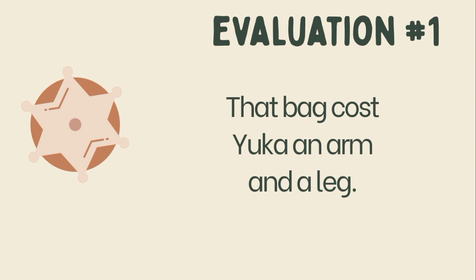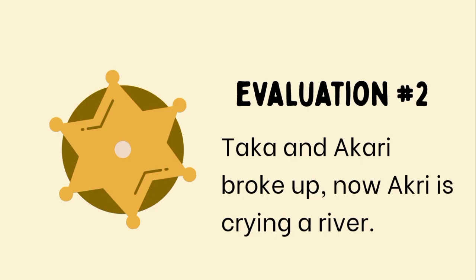Now let's move on to our evaluation number 2. Taka and Akari broke up. Now Akari is crying a river. Crying a river. I know everyone has seen a river, right? When we say river, it's where natural water just falls unstoppable. But in the sentence, it does not literally mean that Akari has a lot of tears which look like a river.